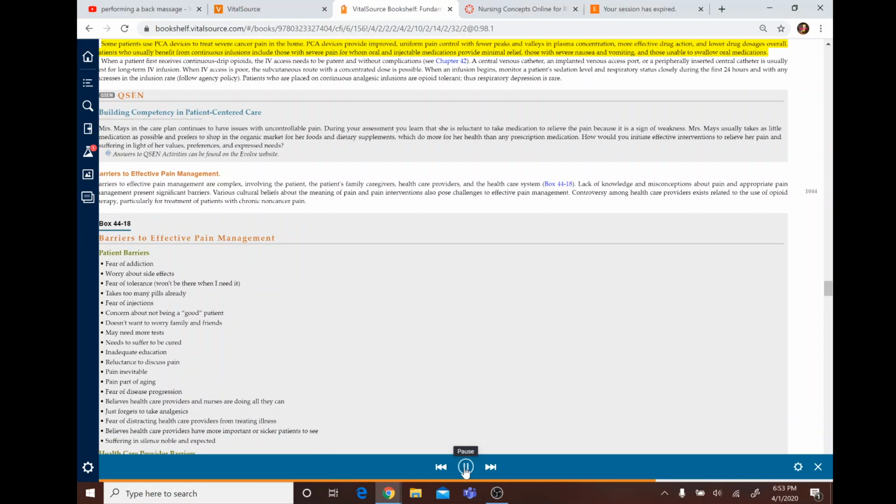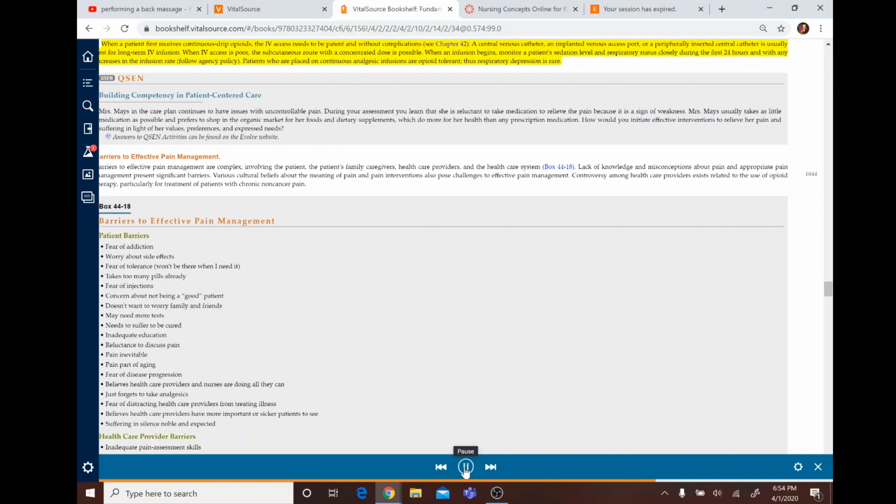Some patients use PCA devices to treat severe cancer pain in the home. PCA devices provide improved, uniform pain control with fewer peaks and valleys in plasma concentration, more effective drug action, and lower drug dosages overall. Patients who usually benefit from continuous infusions include those with severe pain for whom oral and injectable medications provide minimal relief, those with severe nausea and vomiting, and those unable to swallow oral medications.